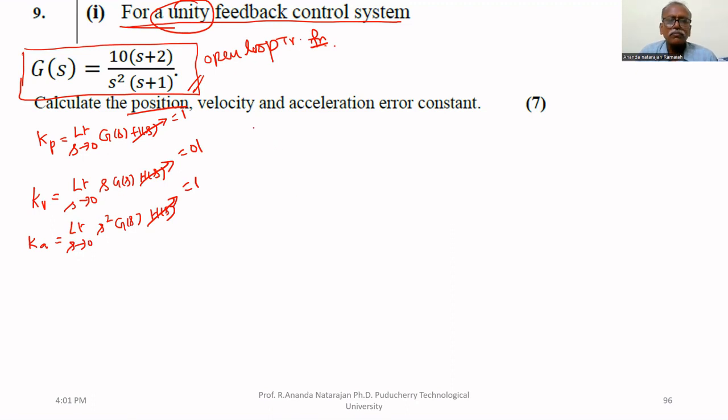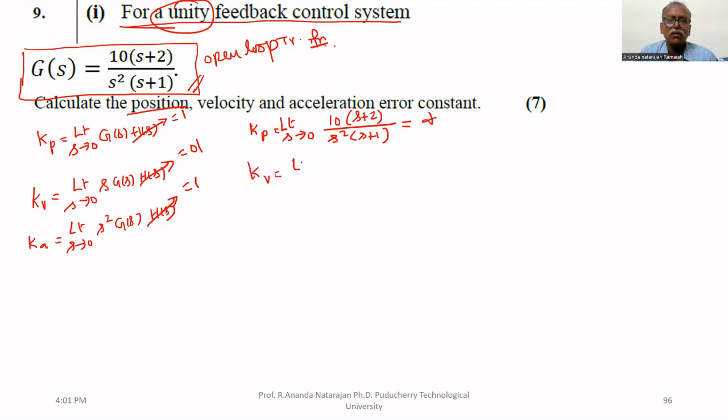Therefore, Kp equal to limit s tends to 0 of (10 s plus 2) upon (s square plus s plus 1). Since the denominator degree is higher, that's why 20 divided by s square. As s becomes 0, it becomes infinity.